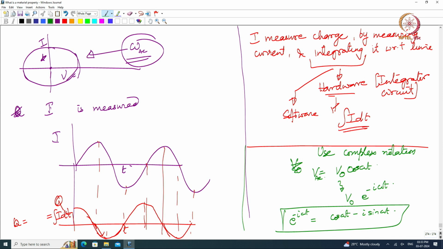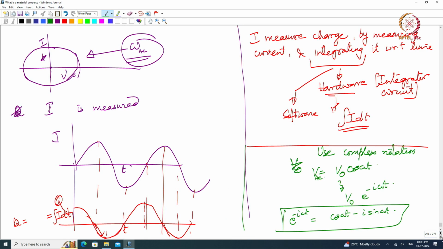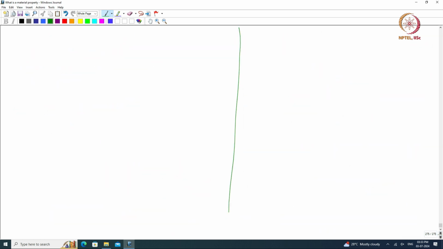It easily encompasses what is called the phase, so this omega t plus phi and other things. That I get from here, for example, omega t plus pi by 2. So, the complex notation has a way of encompassing it quite nicely. I am going to get to the complex notation very soon, but first, since I am anyway measuring current, I am going to measure current, apply voltage.